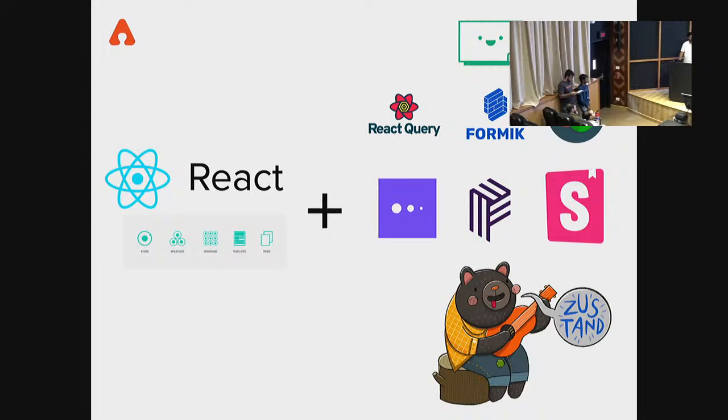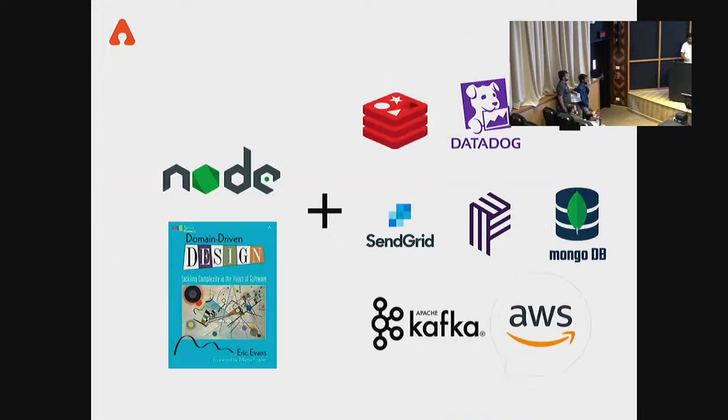And regarding our tech stack, it's in React, and we follow the atomic structure. We also use libraries like React drag and drop, React query, Formik, Playwright, Storybook, Pusher, Mixpanel, and Zustand. Our backend is in Node, and we follow domain-driven design (DDD), and so we use Datadog, Redis, MongoDB, Kafka, AWS, and a couple of other libraries.